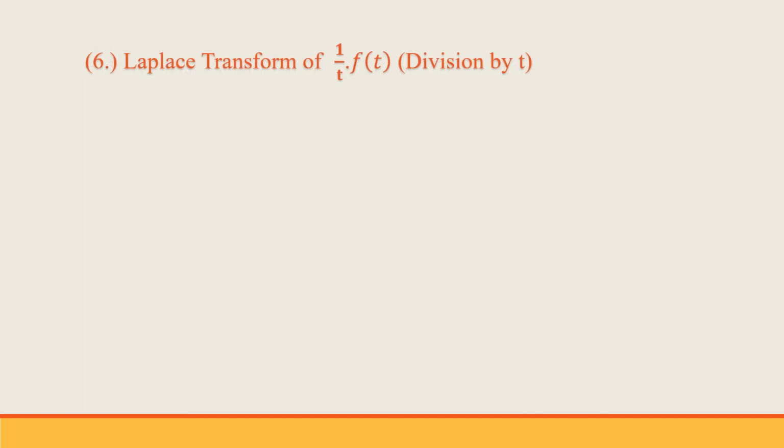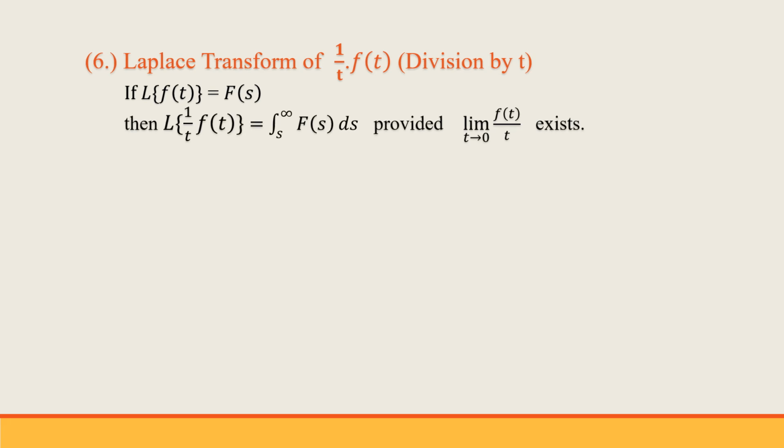Okay, so the next property is the division by t property. According to this property, if the Laplace transform of f(t) is equal to F(s), then the Laplace transform of the function f(t) divided by t is given by integral s to infinity F(s) ds, provided the limit t tends to 0 of f(t) by t exists. Okay, so let's see the proof.